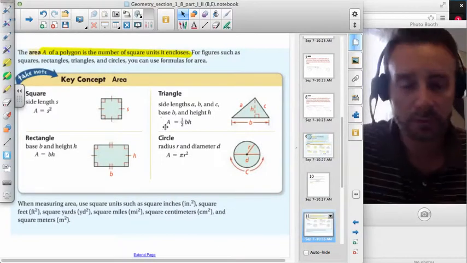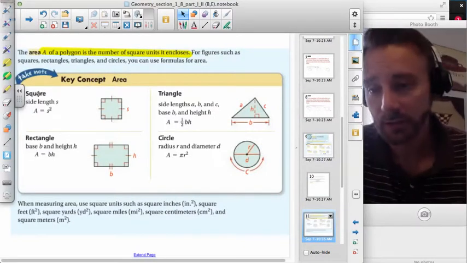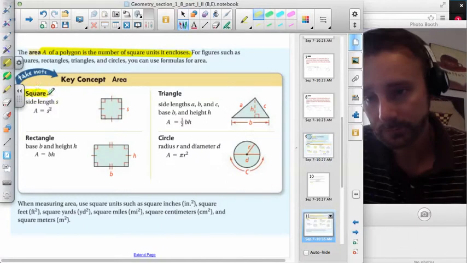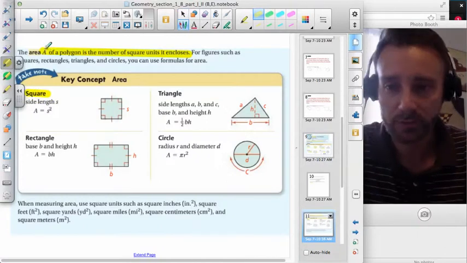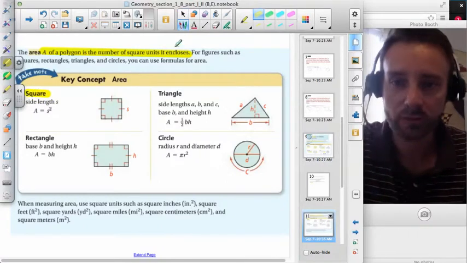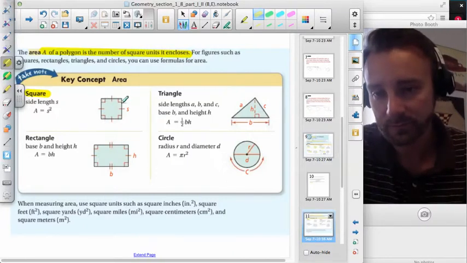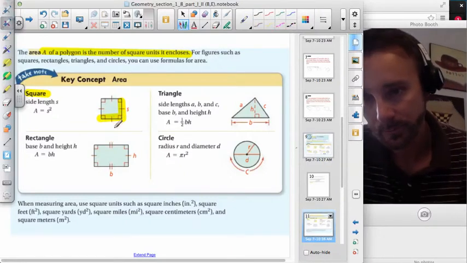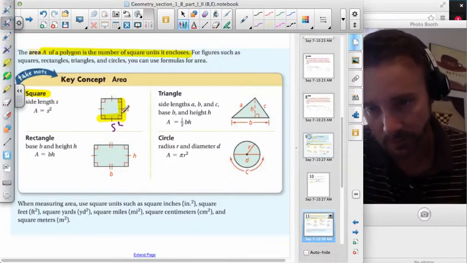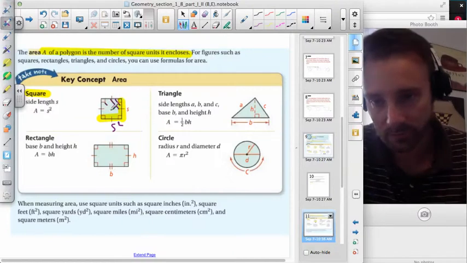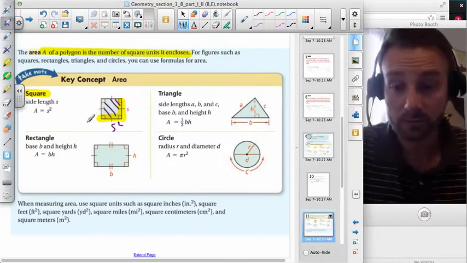The second part talks about areas. So, area of the square. The definition of the area of a polygon is the number of square units it encloses. In this case, I have the side s times the side s, that is s squared. So the area of the square is this area over here, that is s squared.